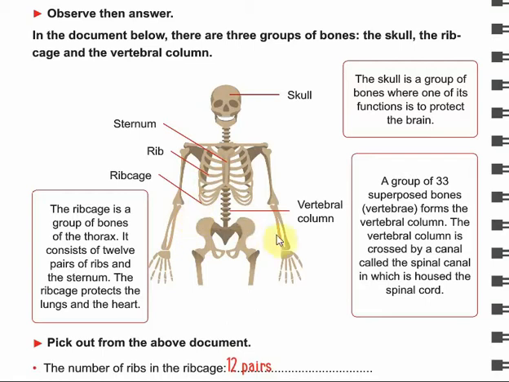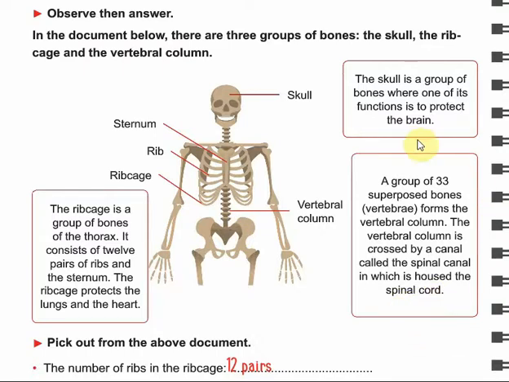Okay, now let's go to the vertebral column. The vertebral column is a group of 33 bones. These bones are called vertebrae. So the vertebral column is made up of 33 vertebrae. Okay, يعني فقرات. The vertebral column is crossed by a canal called the spinal canal, in which is housed the spinal cord. Housed يعني its house is the spinal canal. The house of the spinal cord is the spinal canal. Okay? And the function of the vertebral column is to protect the spinal cord.